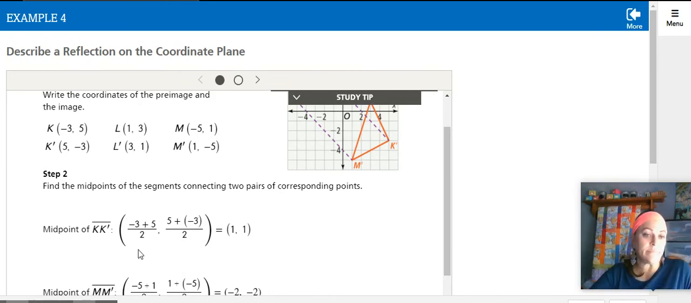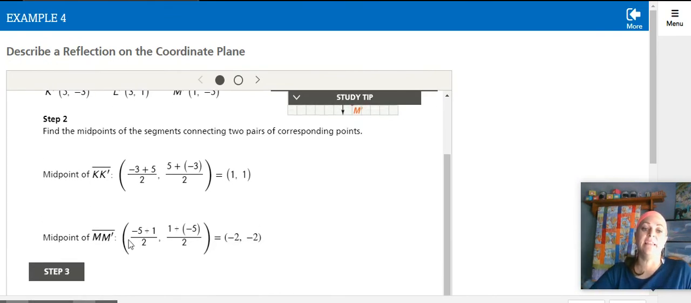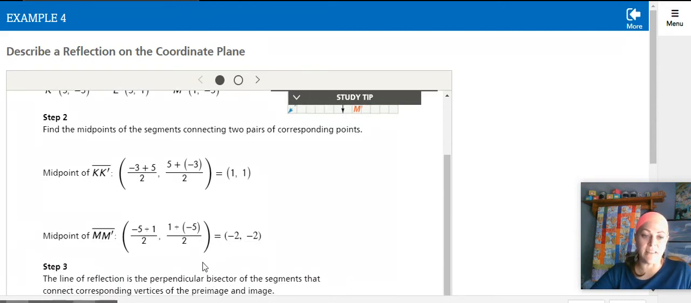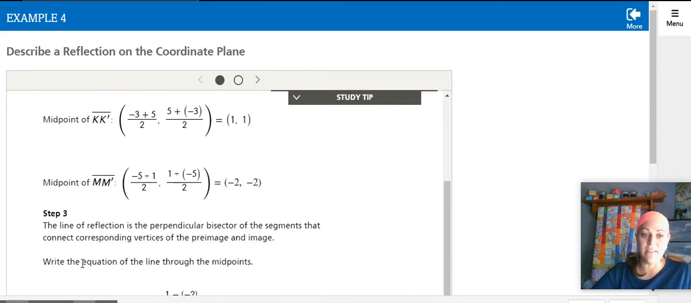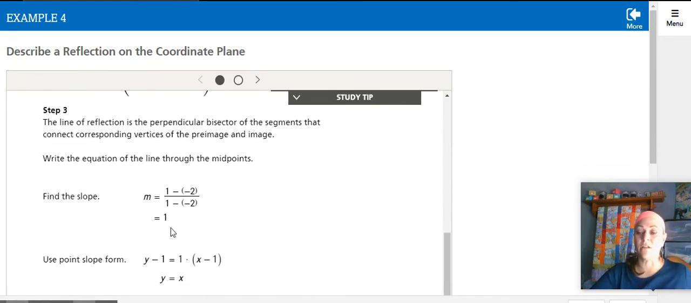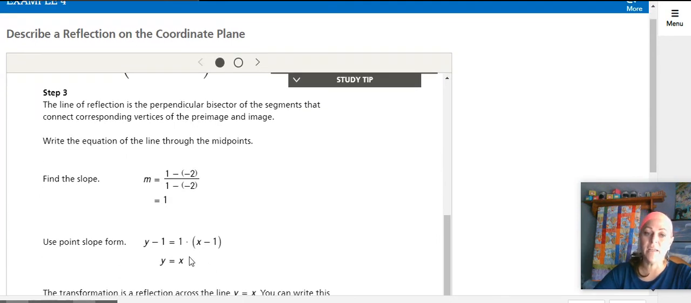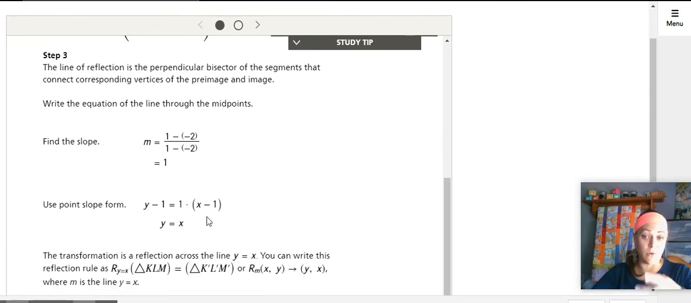So I've got this, and then it asks you to write the equation of the line through the midpoints. So you have 2 points, and now you need to write the equation. Well, you need the slope. If it's on a graph, you can count rise over run. If it's not on a graph, then you need to use the slope formula: slope equals y2 minus y1 over x2 minus x1. Find the slope and then find the b, or y-intercept.